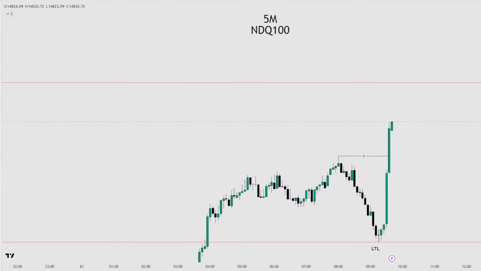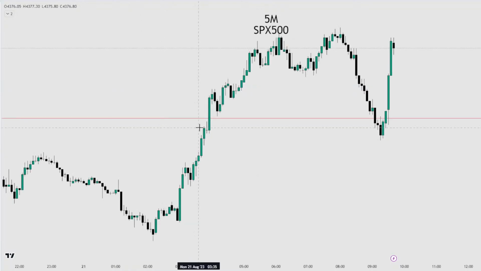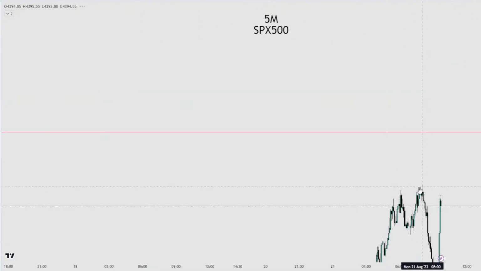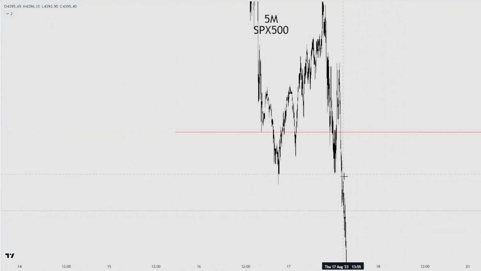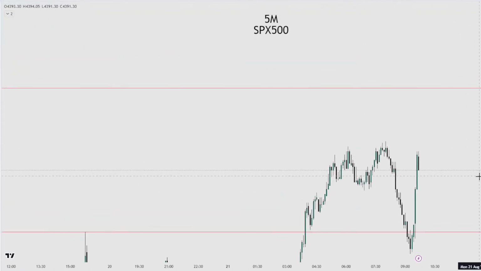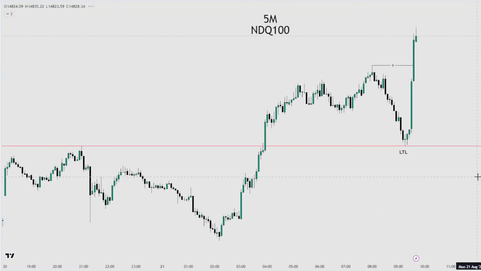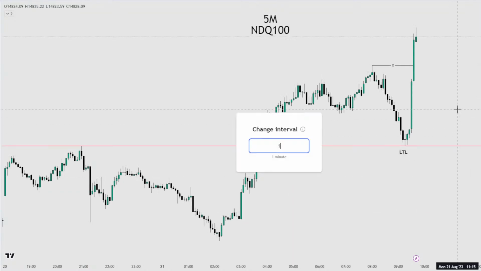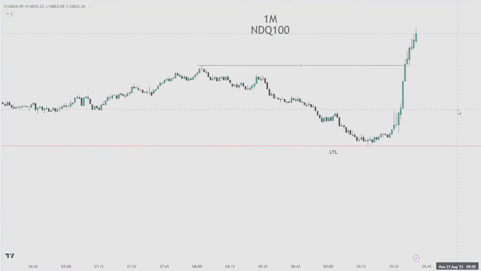Oof, that's hard. Relative equal highs on SPX to get taken to then drop down. Hopefully, yeah, we do have relative equal highs right here, but maybe there could be an SMT forming right here. We'll see. 1 minute.